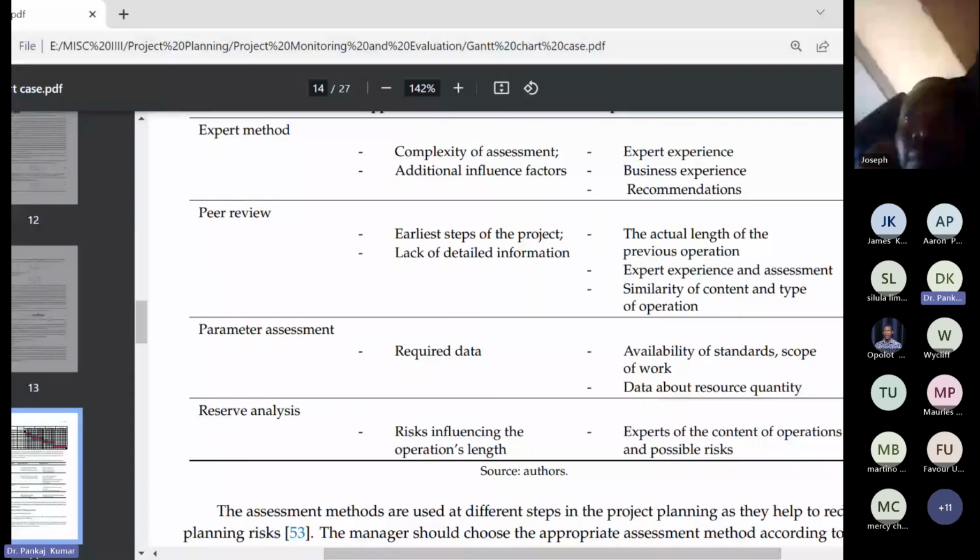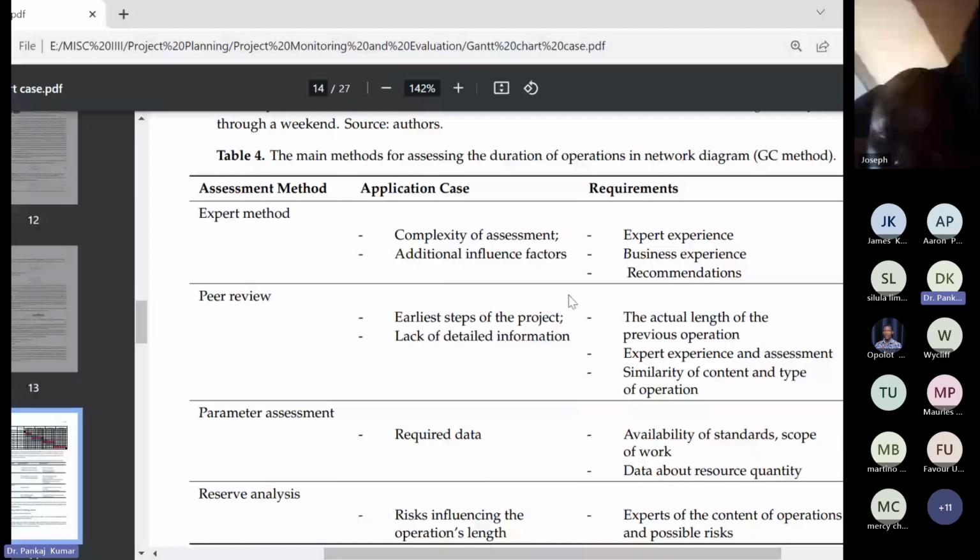The reviewers examine the work or deliverable in question, paying close attention to the defined criteria. Also, they can provide feedback and recommendations for improvement, pointing out any deviations from the project objectives or quality standards. So the earlier steps of the project can be taken, and the actual length of previous operations would require for peer reviews. Now the parameter assessment.